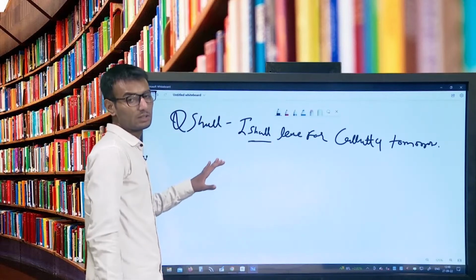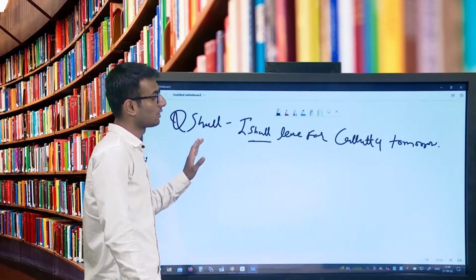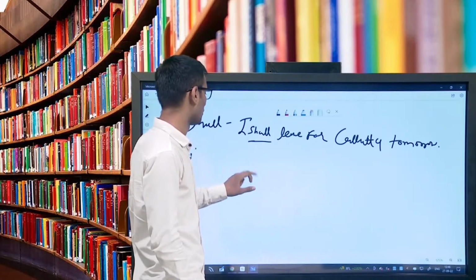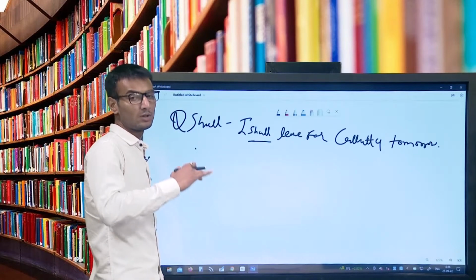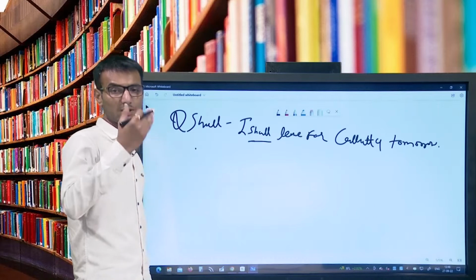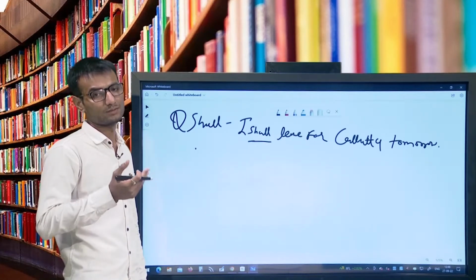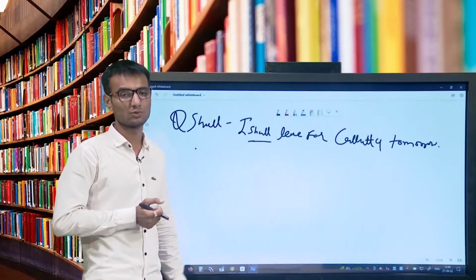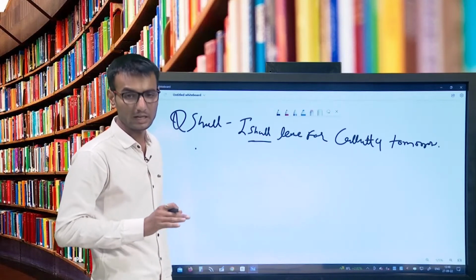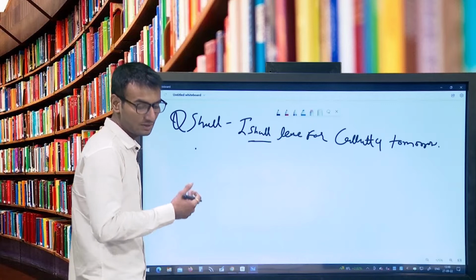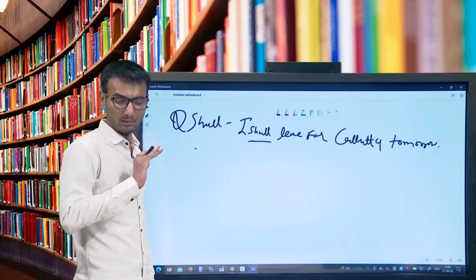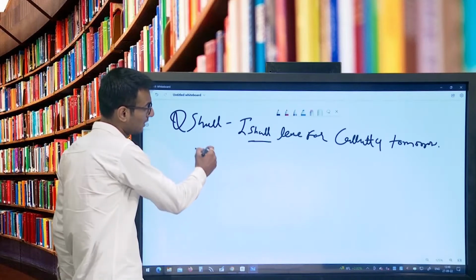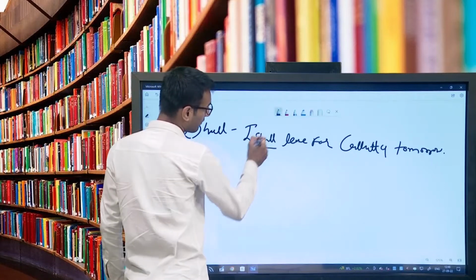As you can see, there is one example here. I shall leave for Calcutta tomorrow. So in the first person, we can say I shall leave for Calcutta tomorrow. And we shall discuss the matter with the principal. These are some examples from the first person point of view.